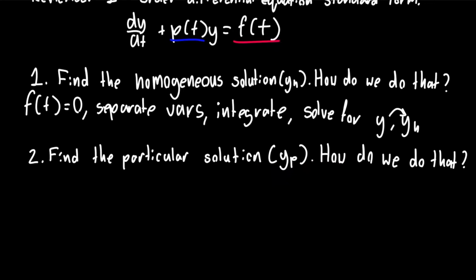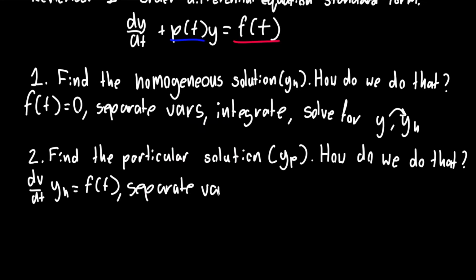So the second stage of this two-stage method is to find a particular solution, y of p. And how do we do that? Well, first things first, we're going to use a sort of outside auxiliary equation to help us, which is dv/dt times y of h equals f of t. But then we're going to follow these steps. So separate our vars, integrate, and then we solve for not y, but v in this case.